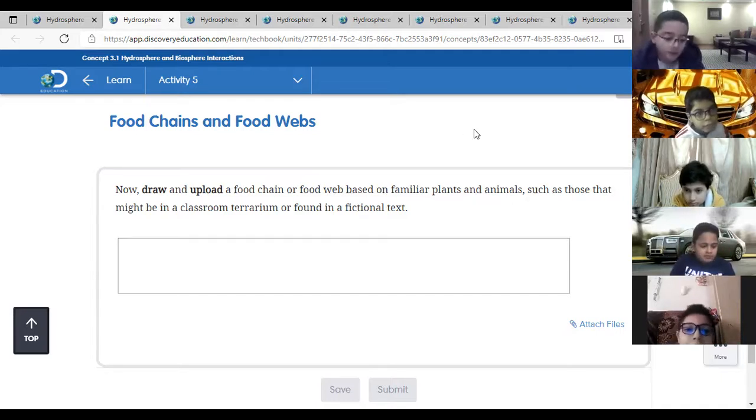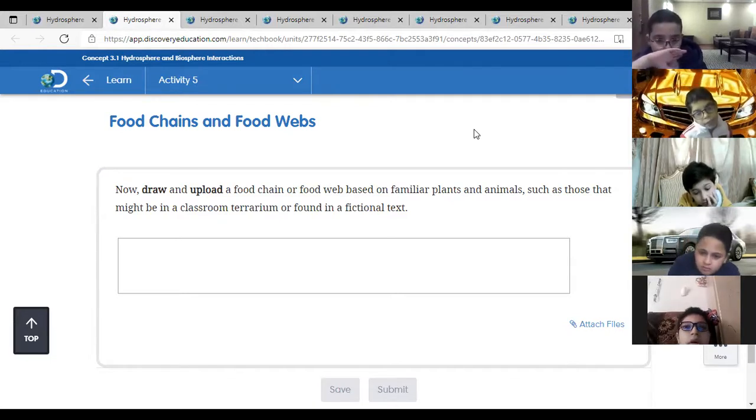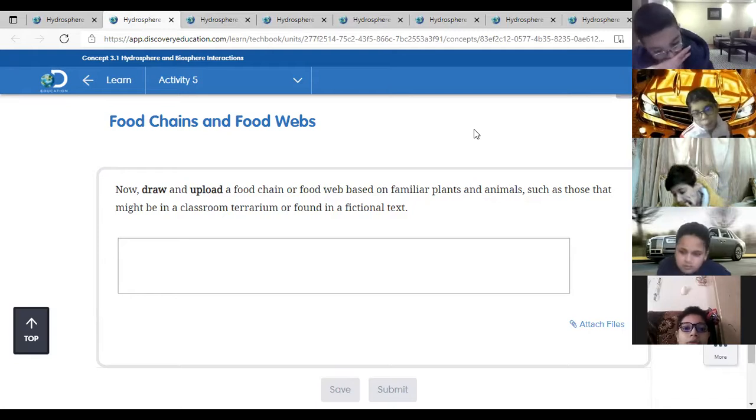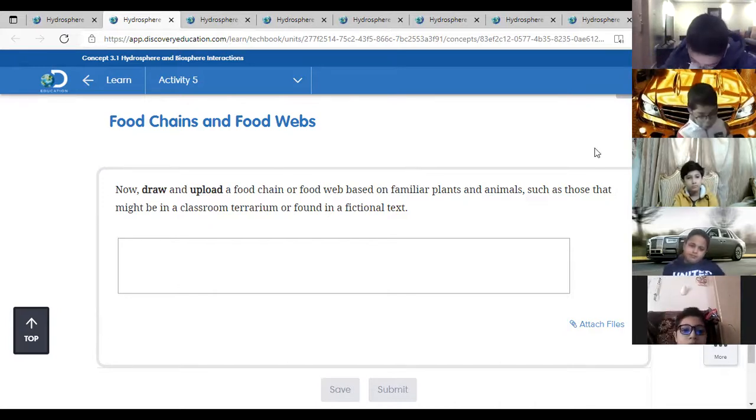The grasshopper eats the grass. The mouse eats the grasshopper. The snake eats the mouse. The hog eats the snake. When the hog dies, the decomposer breaks down its body. Excellent. Thank you, Hassan.